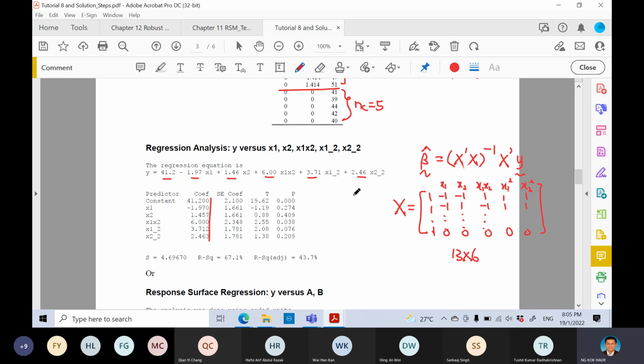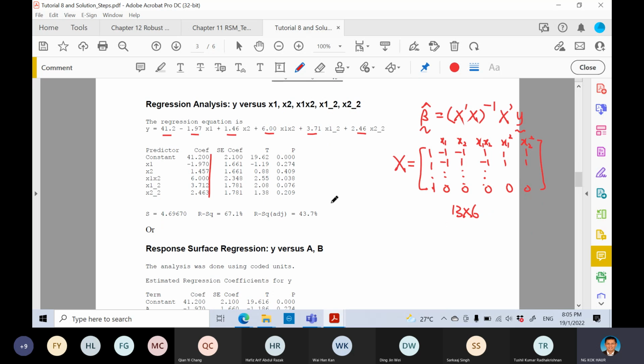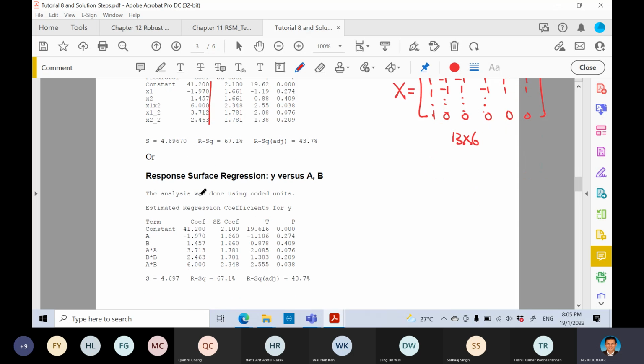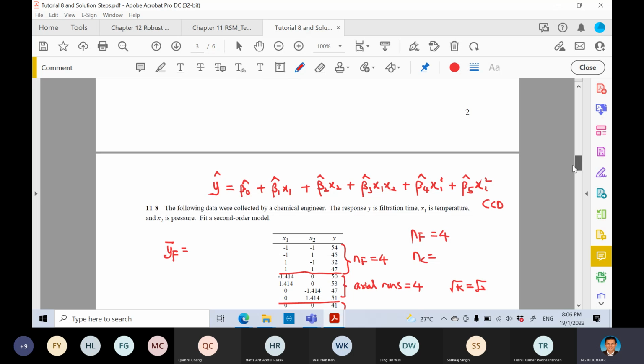The first one is where I use the regression analysis command in Minitab, and I get this answer. Minitab also has another one called response surface regression. If I select all the model terms at once, I still get the same answer, just in a different order. This one is A square, this one is B square, this one is AB. I put AB here as X1X2. So actually they are the same answer. This refers to your question number 11.8.